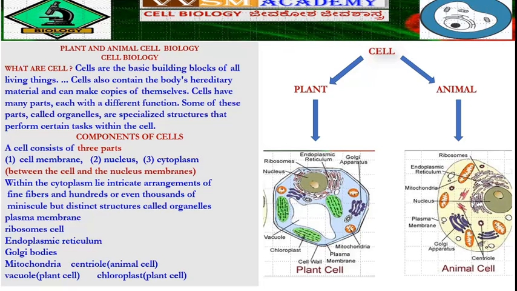Cytoplasm is an important component of the cell. Between the cell membrane and the nucleus, the space is cytoplasm. Within the cytoplasm lie intricate arrangements of fine fibers and hundreds or even thousands of minuscule but distinct structures called organelles. These are components such as the plasma membrane, ribosomes, endoplasmic reticulum, Golgi bodies, mitochondria, centriole in the animal cell, vacuole in the plant cell, and chloroplast in the plant cell.